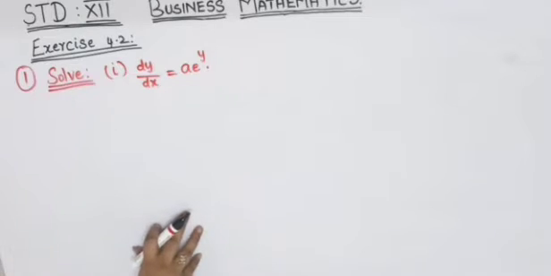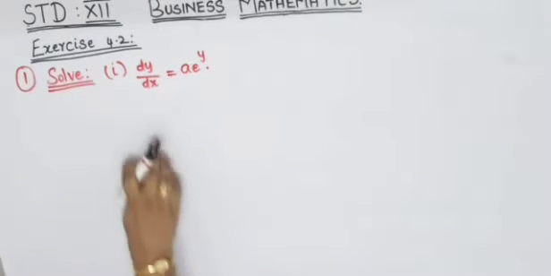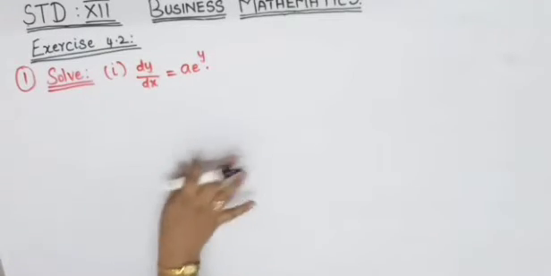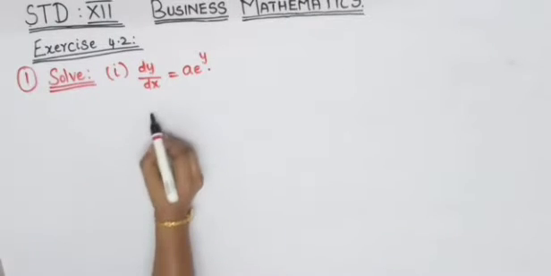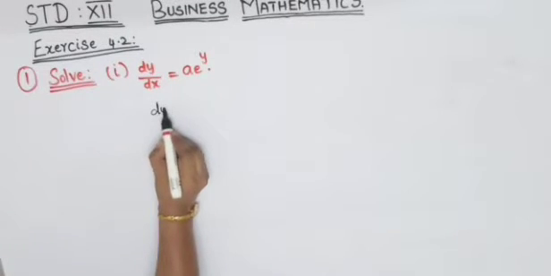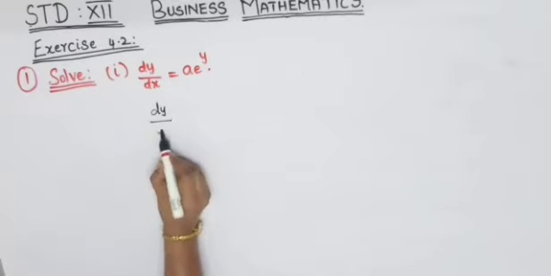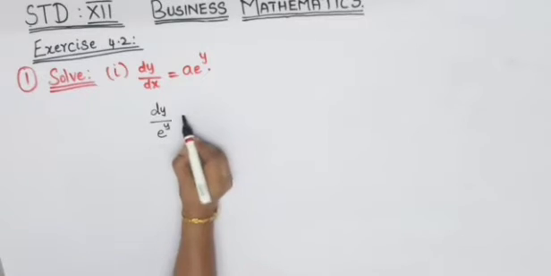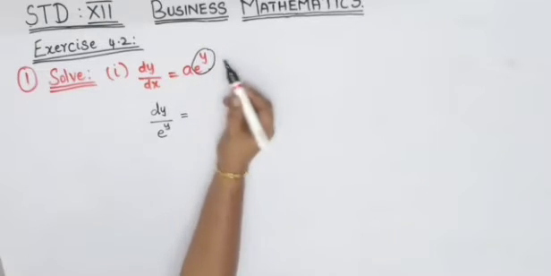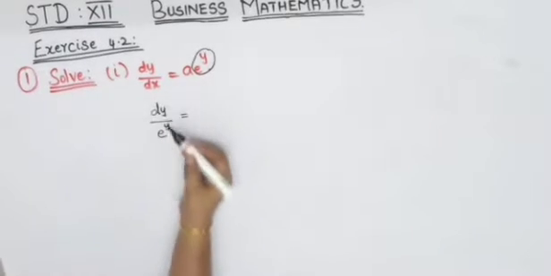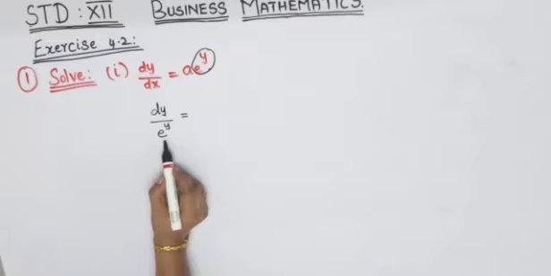Okay, so we'll just separate the variables. The variables here are x and y. We'll take y towards one side and x towards one side, then we'll do the integration. So dy divided by e power y: bring this e power y, which is in the numerator, to this side of the equal sign, and it will come to the denominator.